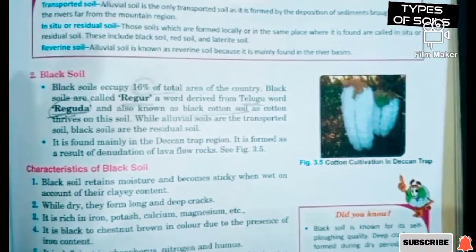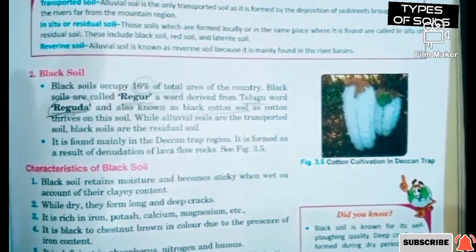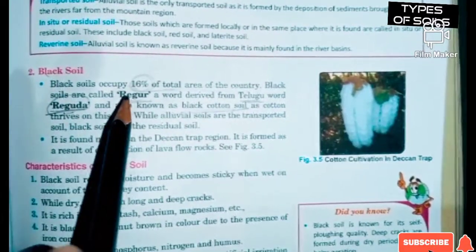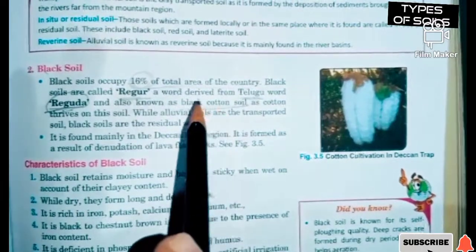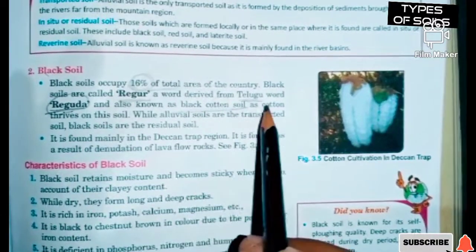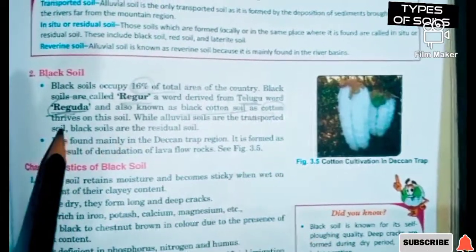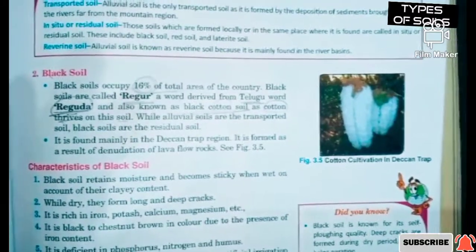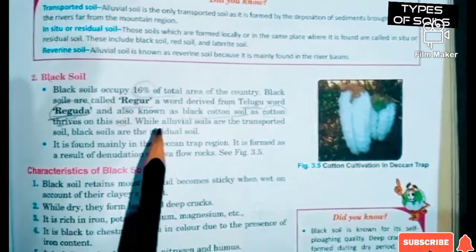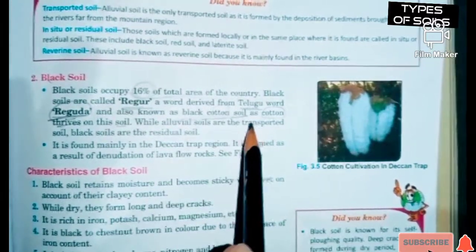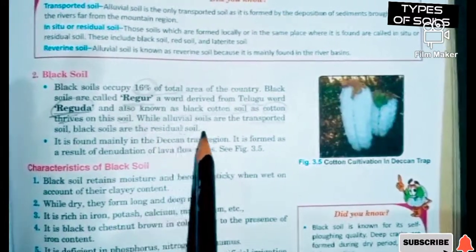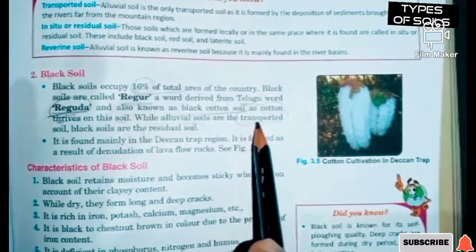So when questions are asked, you can be prepared on the various names used for black soil. Black soil is called Regur soil, and it is also called black cotton soil. Now why is it called black cotton soil? Because cotton is the crop that thrives on this soil, meaning it is one of the most suitable soils for growing cotton. Now while alluvial soils are transported soil, black soil is called residual soil. Try to understand the difference between these two types of soils.